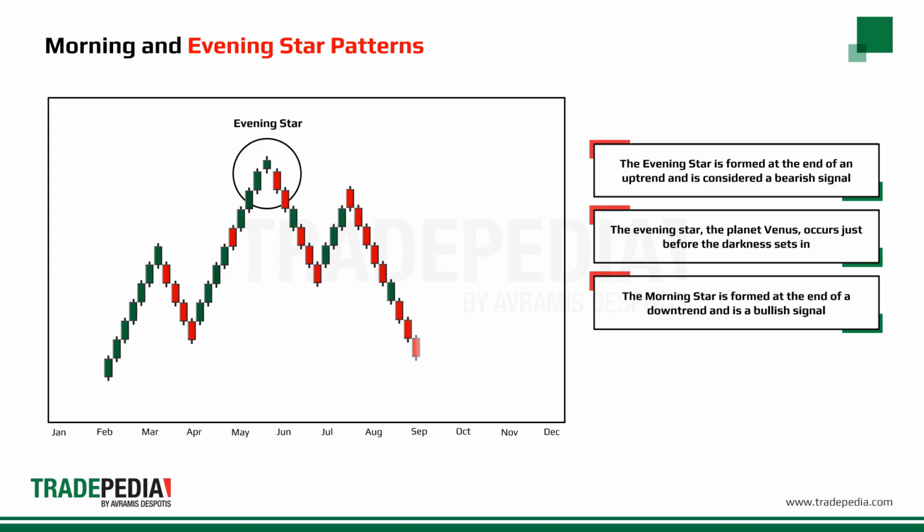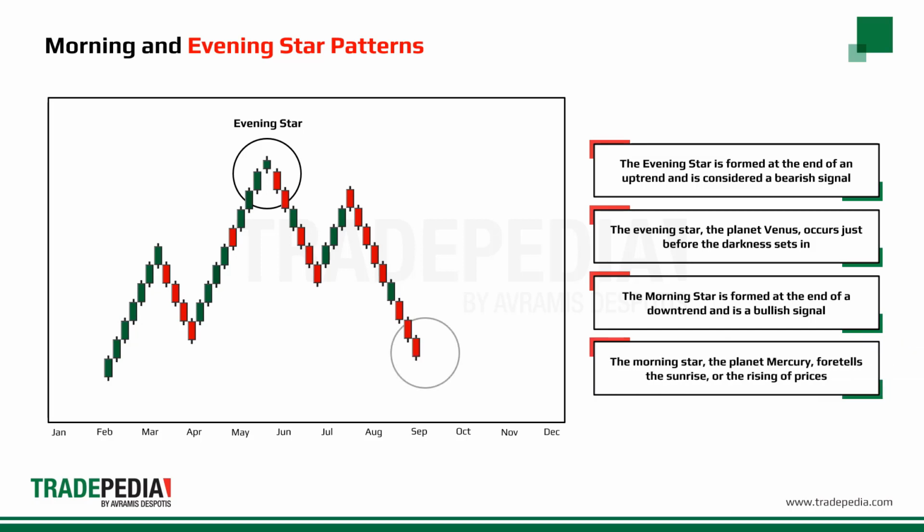The morning star is the exact opposite of the evening star and is formed at the end of a downtrend and is considered a bullish signal. Like the morning star, the planet Mercury, it foretells the sunrise or the rising of prices and is considered bullish. A large red body is followed by a small body, and then the third candlestick is a green body that closes well into the large red candle body.